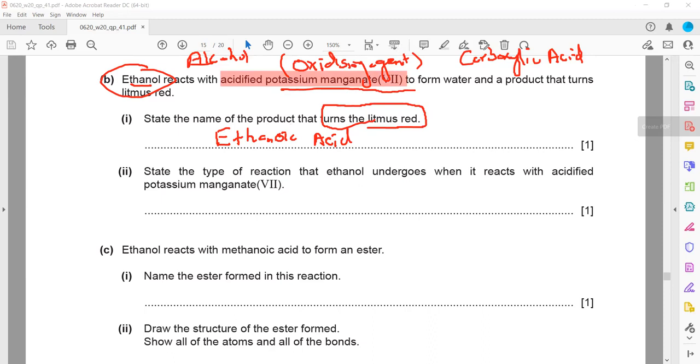State the type of reaction that ethanol undergoes when acidified potassium manganate 7 is added. That is known as oxidation, because oxidation of alcohol produces carboxylic acid.